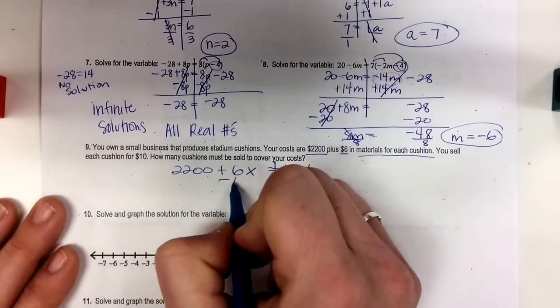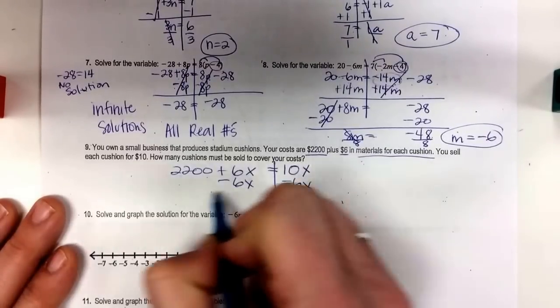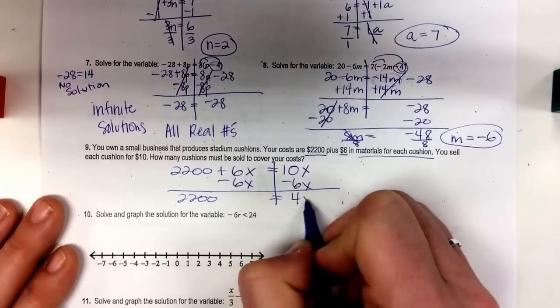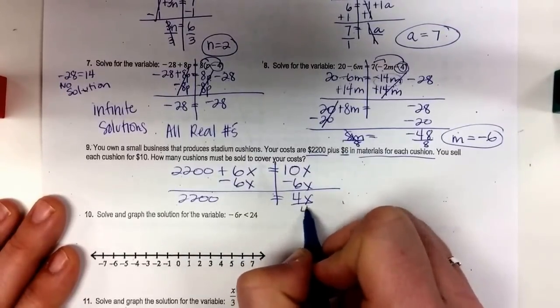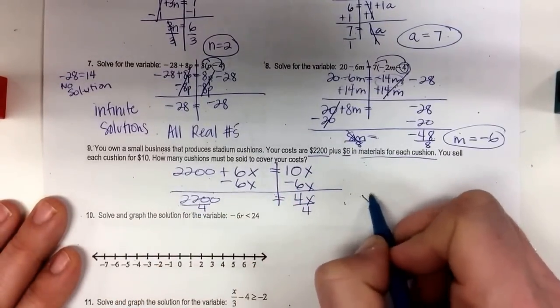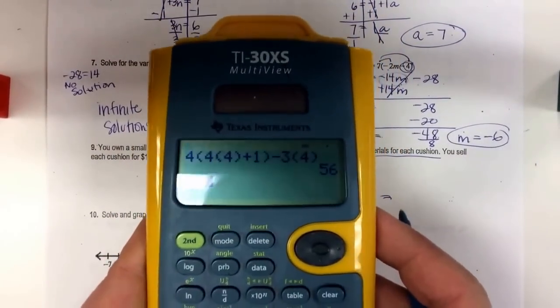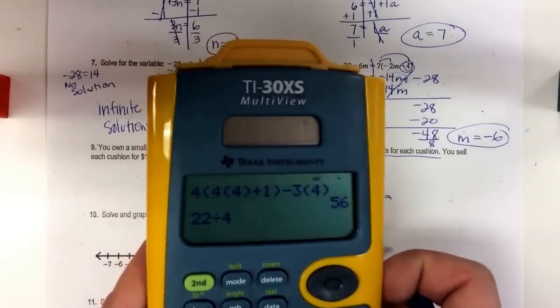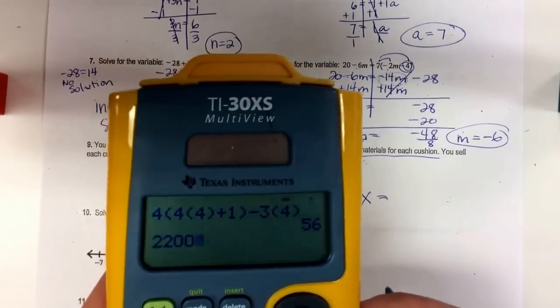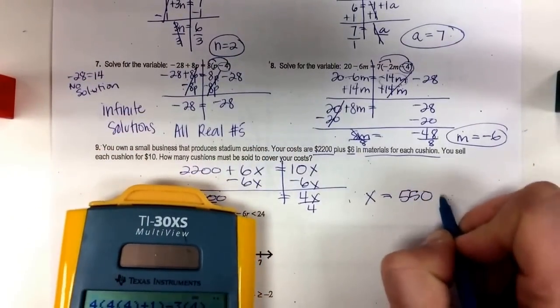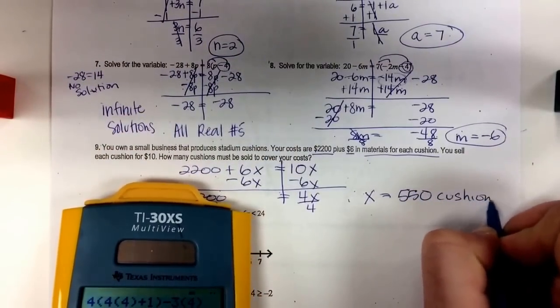So I'm going to subtract 6x because that's my smaller variable. 2,200 equals 4x. Divide by 4, divide by 4. 2,200 divided by 4. You must sell 550 cushions.